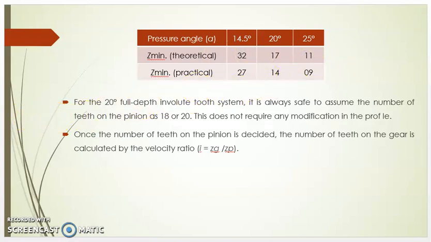For the 20 degree full depth involute system, it is always safe to assume the number of teeth on the pinion as 18 or 20. This does not require any modification in the profile. Once the number of teeth on the pinion is decided, the number of teeth on the gear is calculated by using the velocity ratio, that is I is equal to ZG divided by ZP.